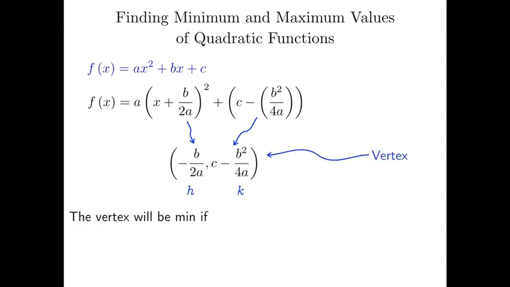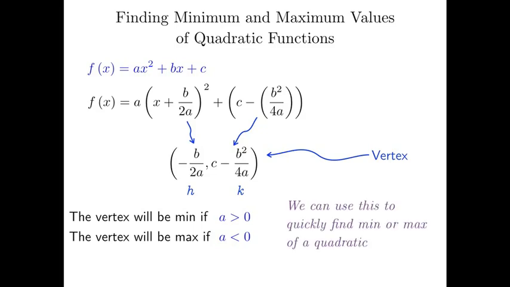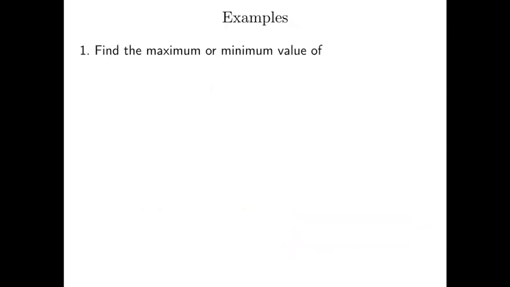So, as we saw before, our vertex is a minimum if a is bigger than 0. If our parabola is opening upwards, we will have a minimum. And it will be a maximum if a is less than 0, where we have a downward facing parabola. So, using the vertex in a general form like this allows us to find mins and maxes very quickly. So let's look at an example. Let's find the maximum or the minimum of f of x equals x squared plus 4x.